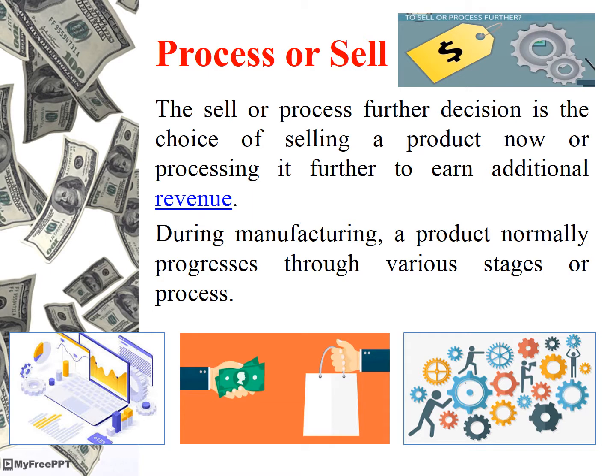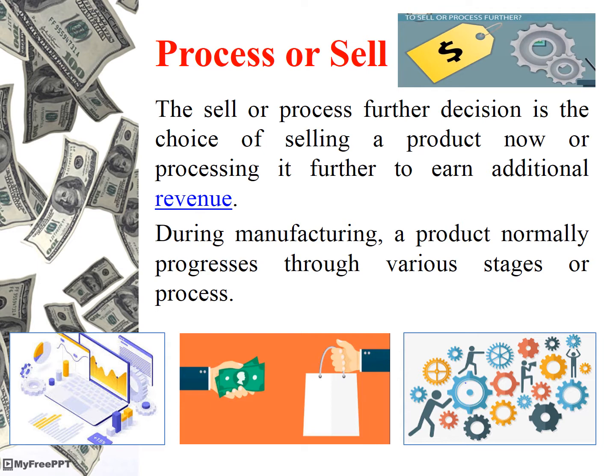Process or sell. The sell or process further decision is the choice of selling a product now or processing it further to earn additional revenue. During manufacturing, a product normally progresses through various stages or processes. In some cases, a product can be sold at an intermediate stage of production, or it can be processed further and then sold.